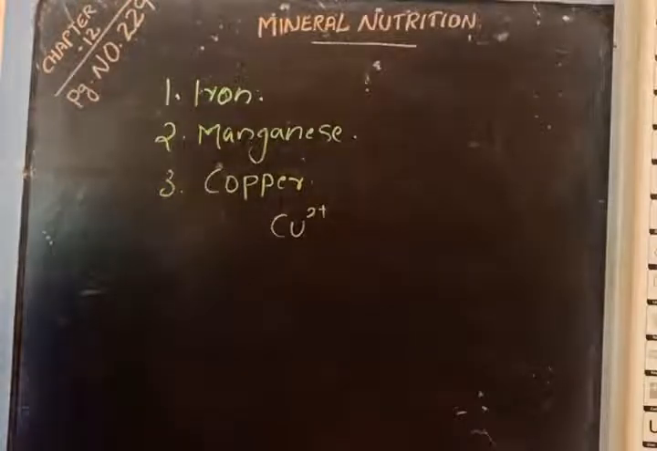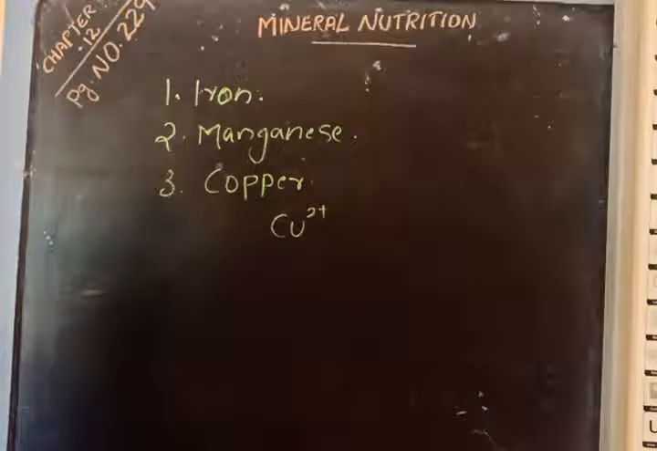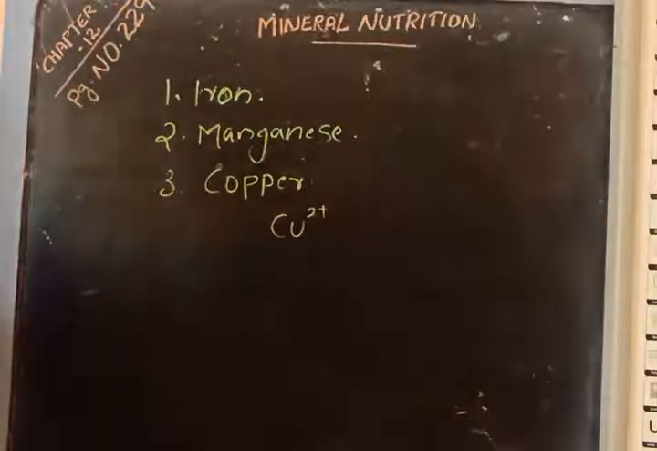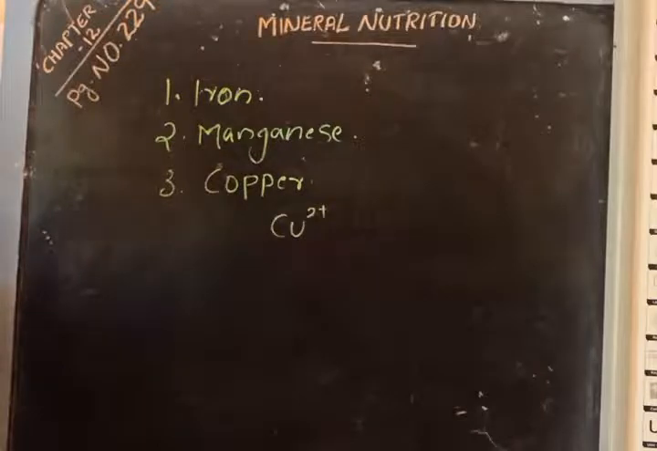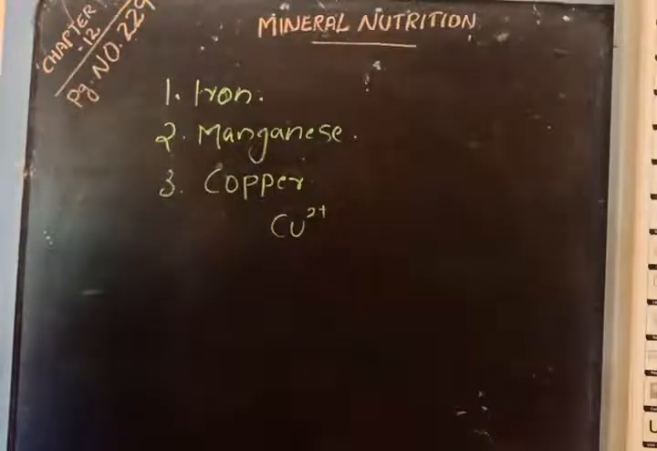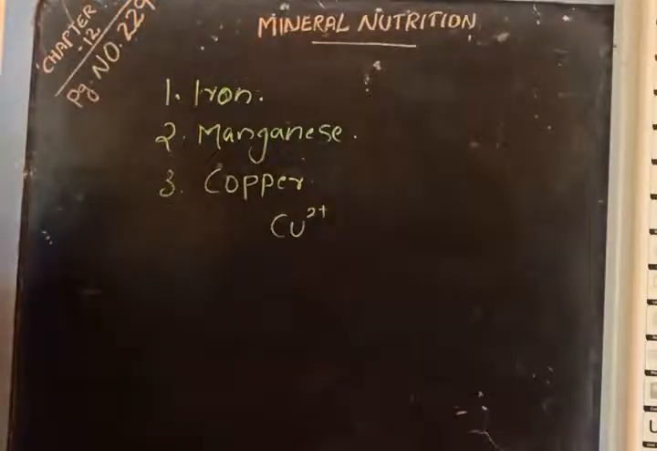The deficiency of copper causes dieback of citrus, reclamation disease of cereals and legumes, chlorosis, necrosis and exanthema in citrus. These are the deficiency symptoms of copper. Now, zinc.